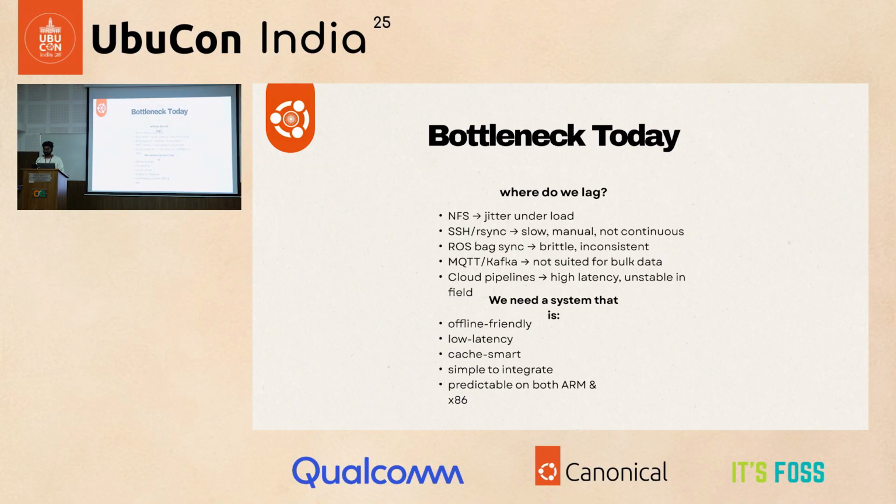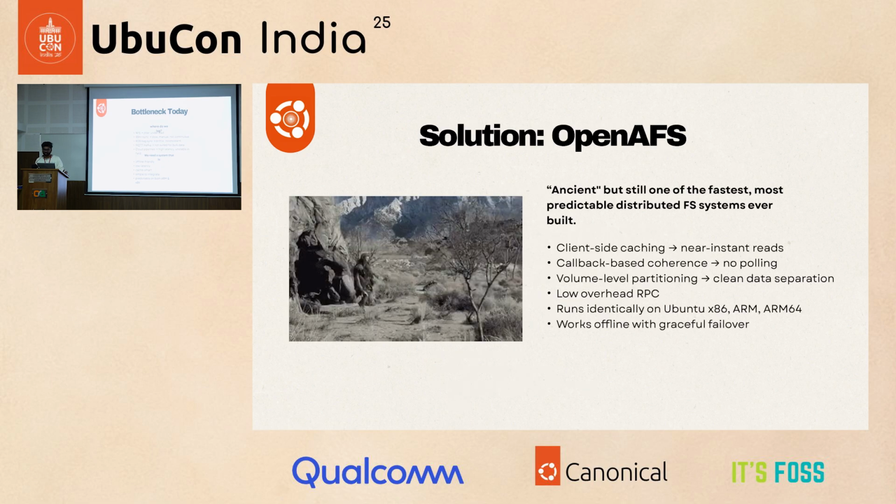What bottlenecks do we have right now? NFS has jitter loads. SSH copies are way too inconsistent. ROS bag syncs are bad. We had someone talk about MQTT. Okay, they are not suited for bulk data. What we need is a system that is offline friendly, has low latency, has smart cache, is simple to integrate, and can be consistent over different architectures.